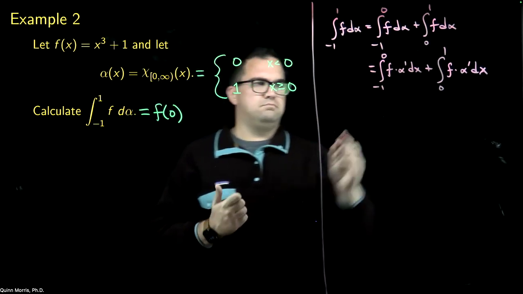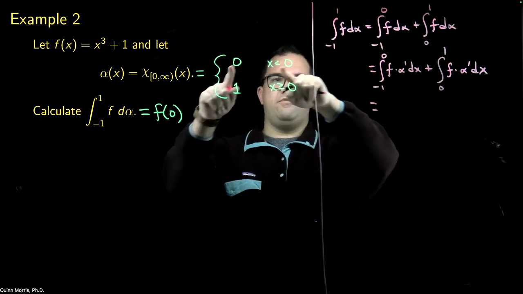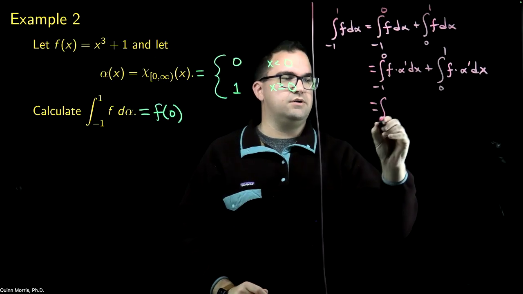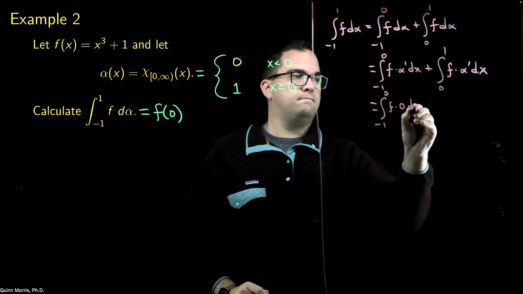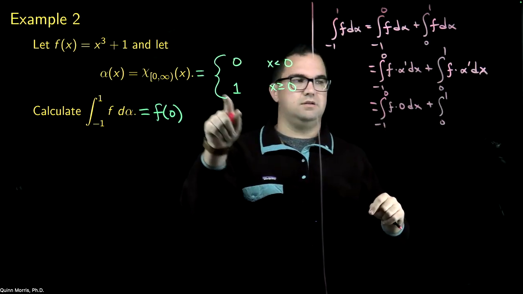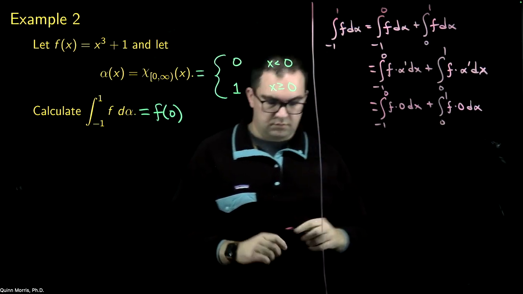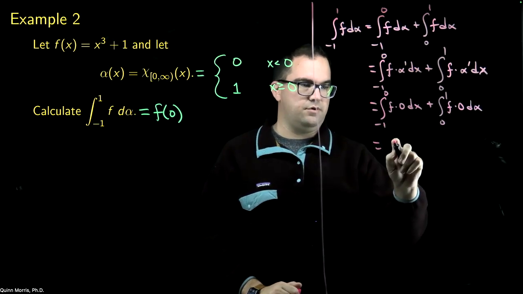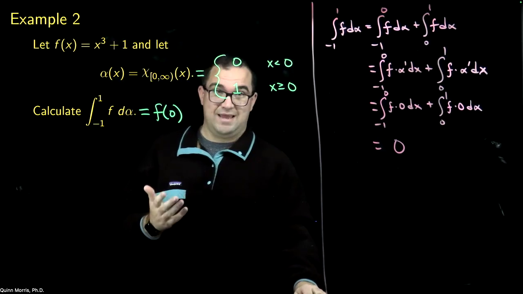And well, actually, wait, alpha is constant on the interval -1 to 0, so its derivative is just 0. And same over here on the interval 0 to 1, alpha is constant. And so that derivative is just 0. And so this is just an integral of 0 plus an integral of 0. Those must add up to be 0. Right? Now, obviously, there's a mistake somewhere.